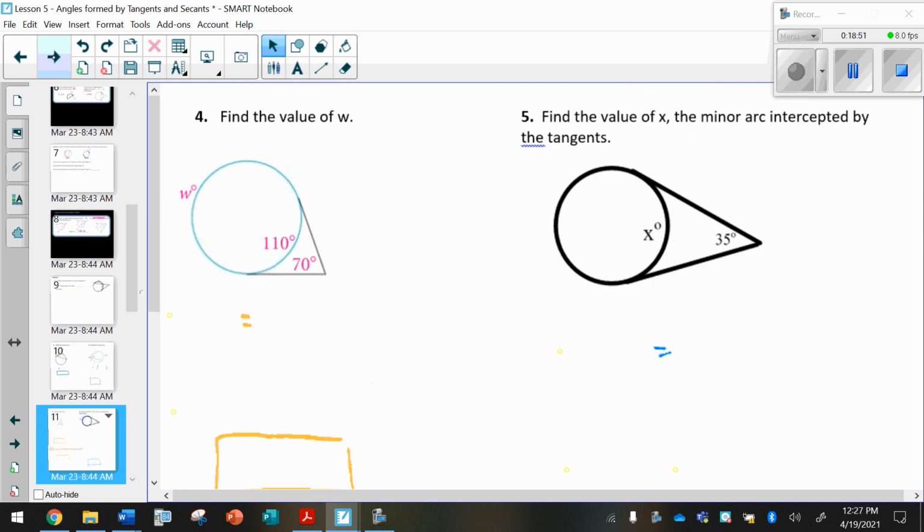Find the measure of angle W. Oh, I'm sorry, not angle W, arc W. Find the measure of arc W. We have tangent line, tangent line.